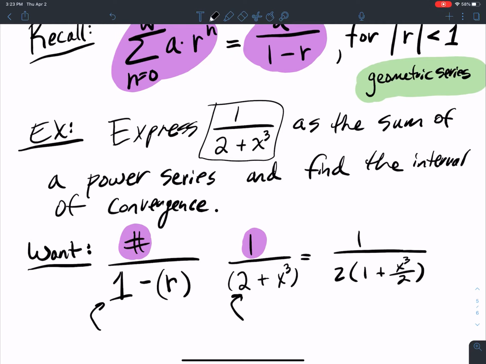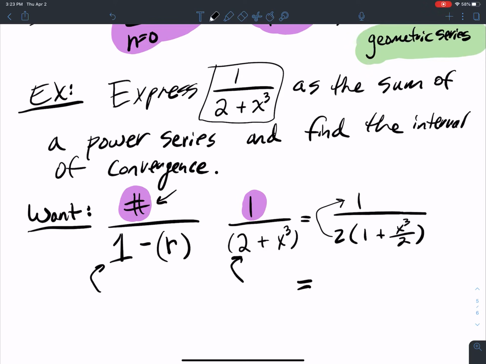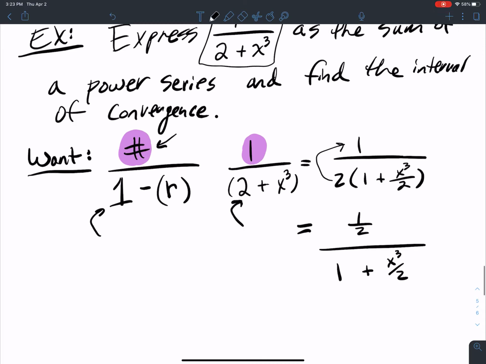So now what do I have? I have the 2 outside, but I don't want the 2 outside. I just want the 1 by itself. So what am I going to do? Well, I can pull this up to the numerator because it doesn't matter what the number is, I just want to make sure that it's up top. So I'm going to put the 1/2 up top, and then what do I have? I have 1 plus x cubed over 2. You guys see that? Okay, now we're almost home. We've got a number, and then we have 1, and we got 1. We're doing good.